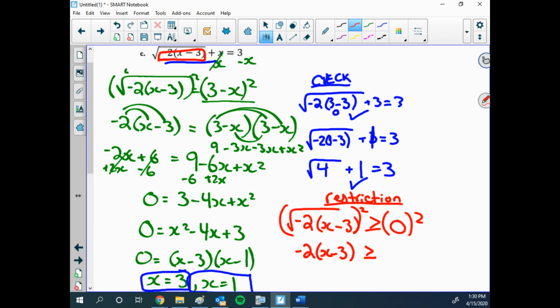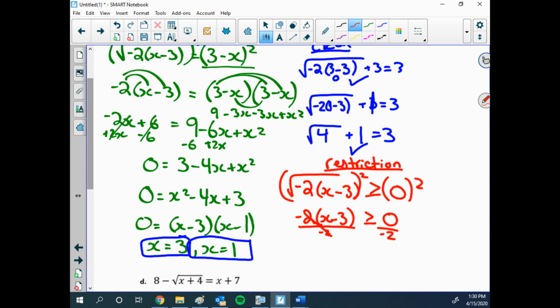Where is that greater than or equal to 0? So to solve for x, I need to divide by negative 2. If you remember your inequality laws, anytime you divide by a negative value, you should flip your sign. So this becomes x minus 3 needs to be less than or equal to 0, and I'd add 3. So the restriction on the domain is x greater than or equal to 3. Both of these values fall within that parameter.